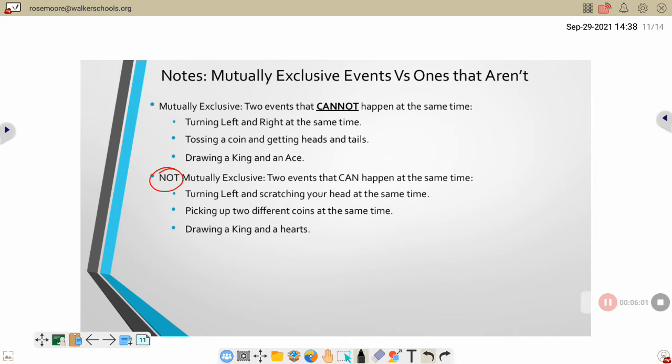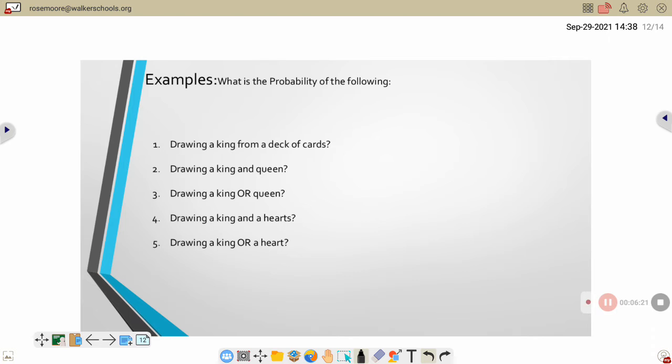So if you turn left while scratching your head, you can do both. Okay? You can do something like pick up two different coins at the same time, or draw a king and a hearts at the same time, because there is a king of hearts. There are other kings that can be described by another detail. Okay? So let's look through some examples of these.